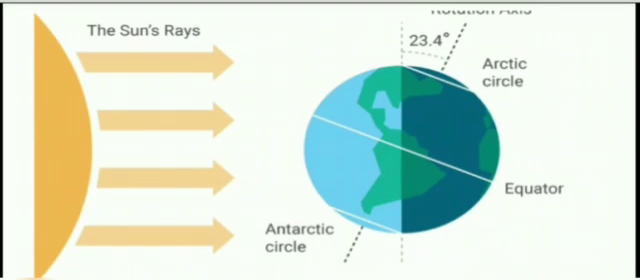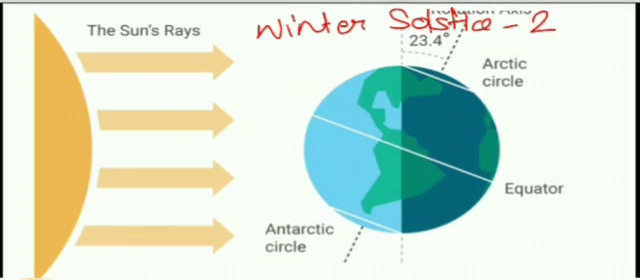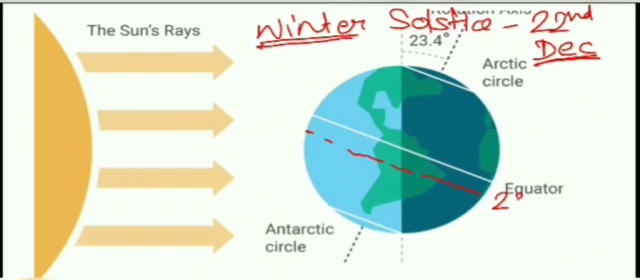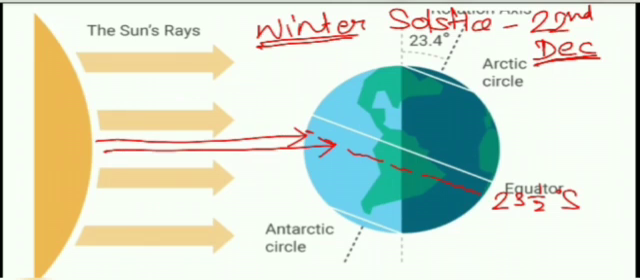Like summer solstice, we also have winter solstice, and it happens on 22nd of December. We know that in December we are having winter. You can remember this term in this way. And on this day, this is the Tropic of Capricorn, 23.5 degree south. Here the sun rays fall vertically. And on this day, the southern hemisphere will have the longest day and shortest night. And the northern hemisphere will have the shortest day.